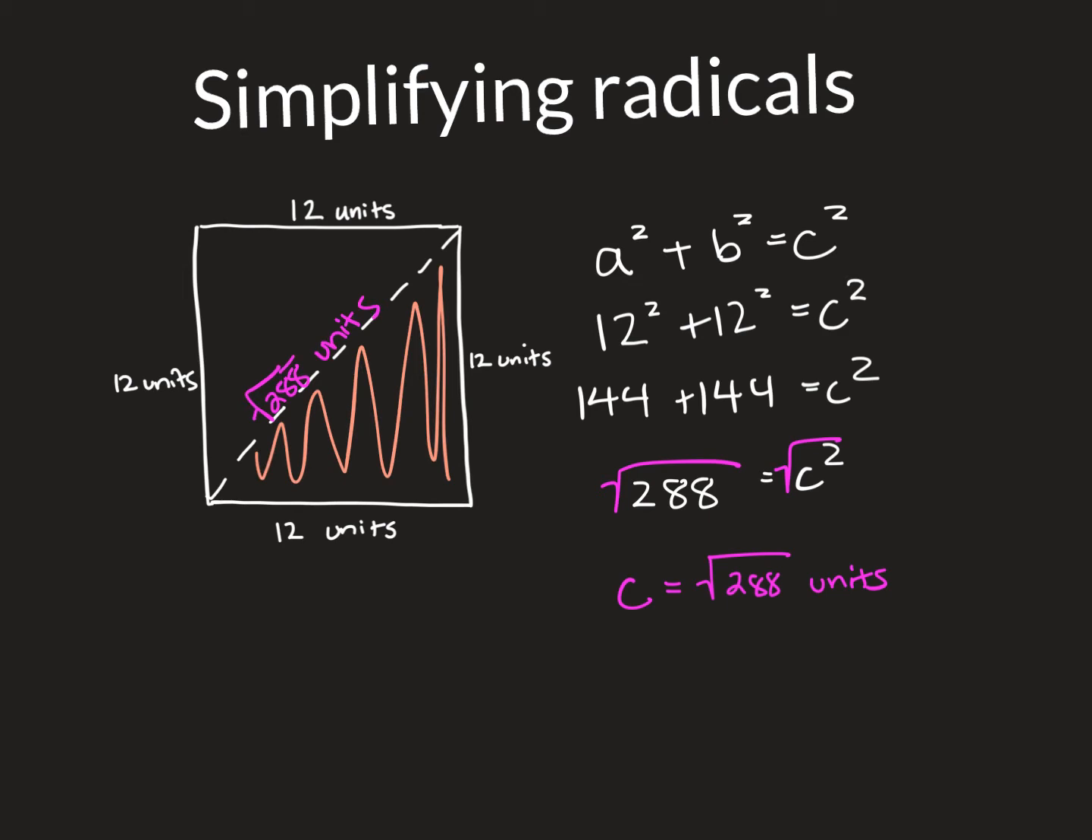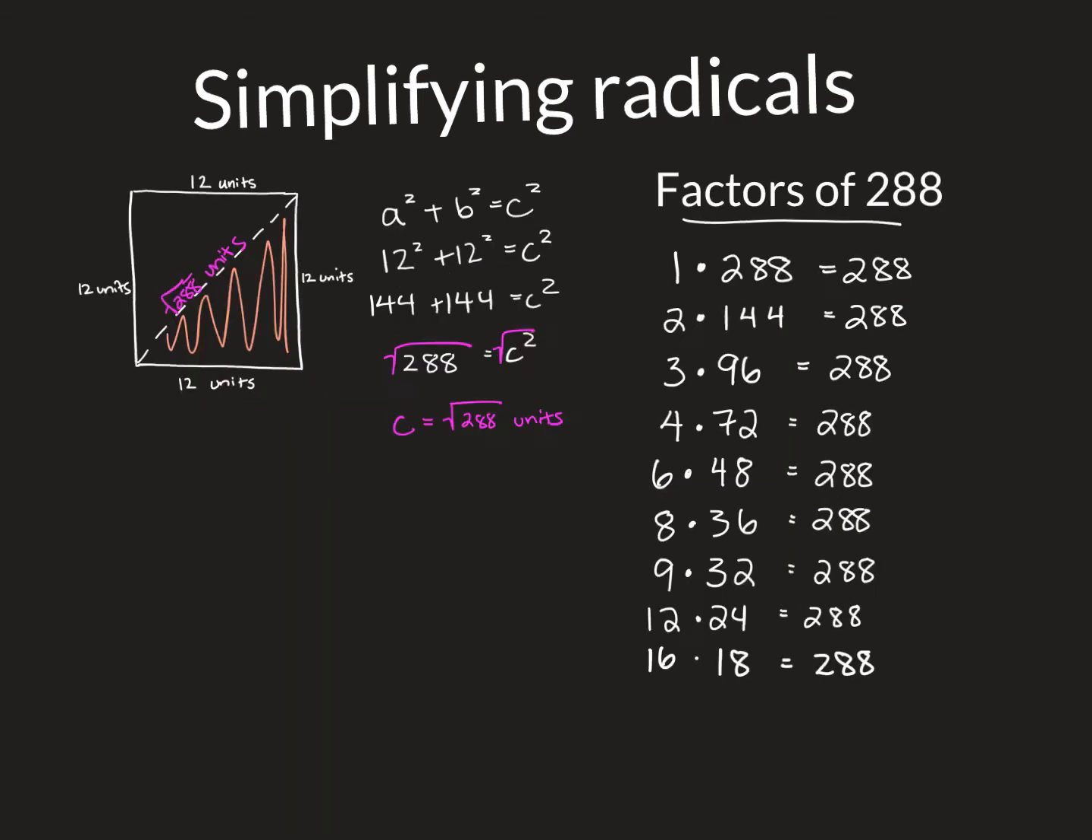Okay, so that's just using the Pythagorean theorem. What I really want to do though is simplify this, because this is not as simple as it could possibly go. So I need some factors. Here are all of the factors of 288, and there are a lot of them. But what's nice about this is I'm looking for pretty specific factors, and I'll show you what I mean by that.